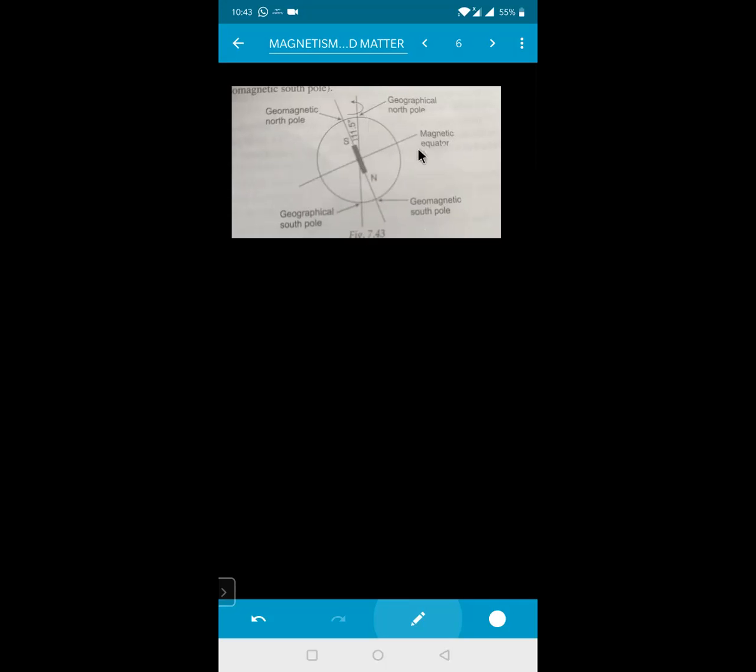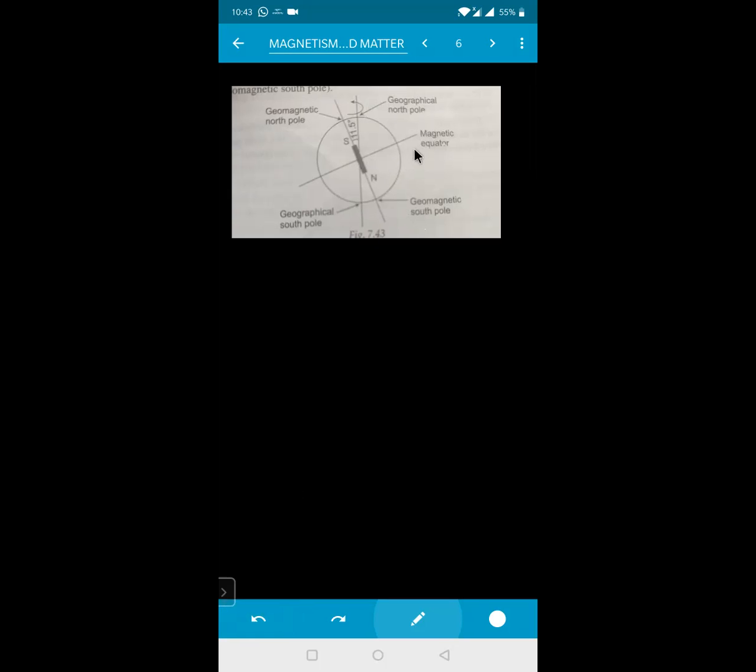If I ask you about the geographical meridian, it is a vertical plane. This is the vertical plane which passes through the geographical poles. If I take a plane like this, a vertical plane, that plane will be called your geographical meridian. If I take a vertical plane on this one, that will be called your magnetic meridian. And this is the magnetic equator, beta. That means the circle which can form through this one is called your magnetic equator.